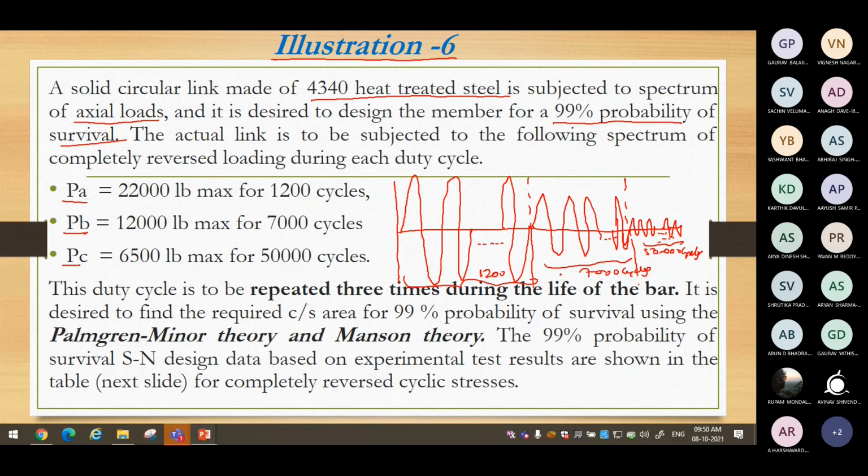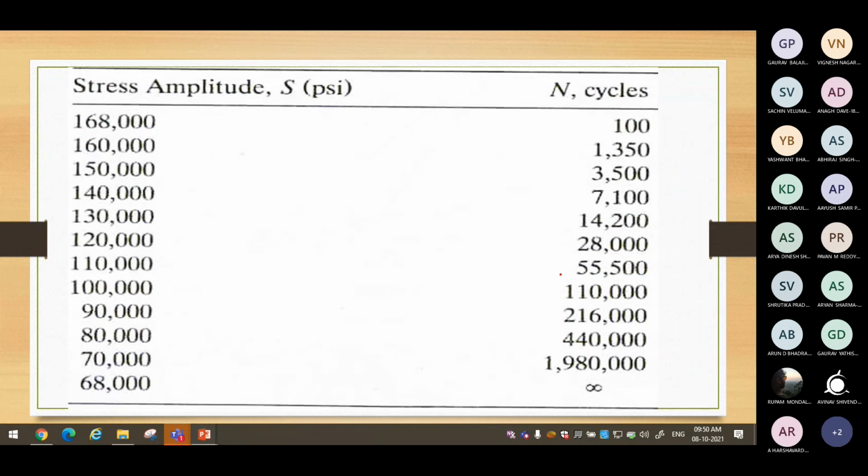SN diagram data based on the experimental test results is given in this particular problem. Okay. Take a note of this SN diagram data. Instead of giving the SN diagram chart directly, SN diagram values are given in table form. You can draw the SN diagram if you want.